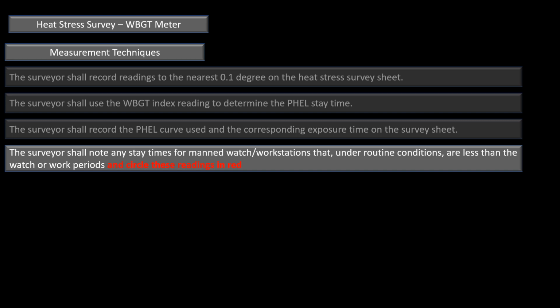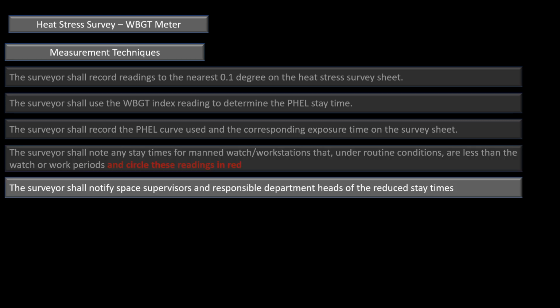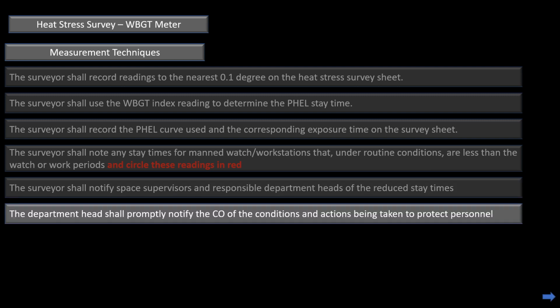So when they take the WBGT index and they take the FEL curve and they see that this is going to be less time than the watch usually is, like it's a 4-hour watch, but according to the FEL chart you can only stay in here for 3, we're going to circle that in red. The surveyor is going to notify space supervisors and the responsible department head of any reduced stay times, and the department head shall promptly notify the CO of the conditions and actions being taken to protect personnel.